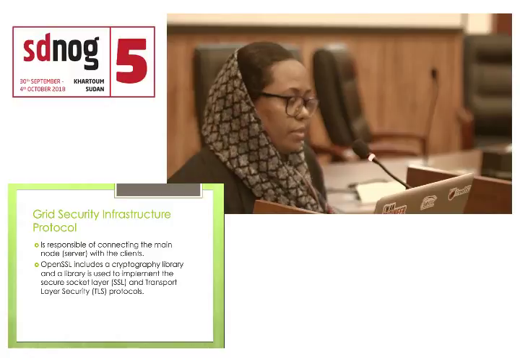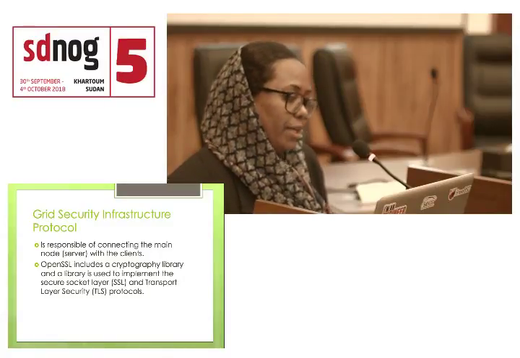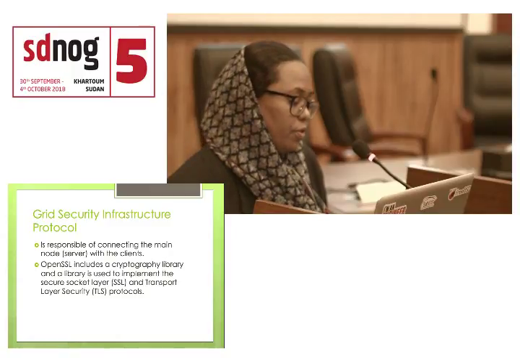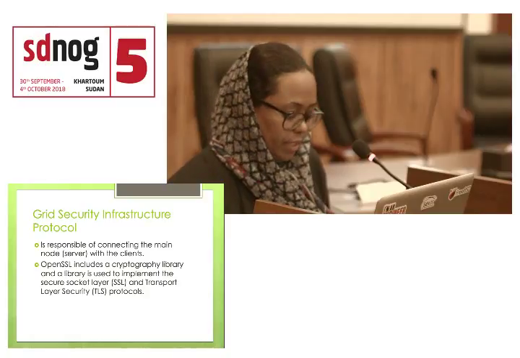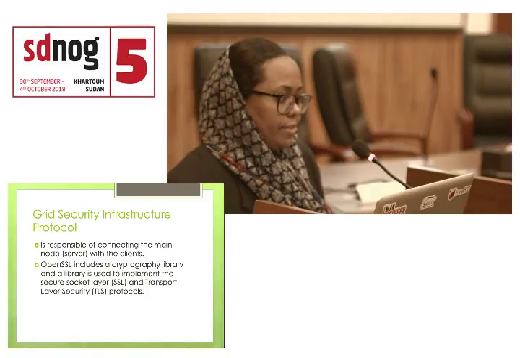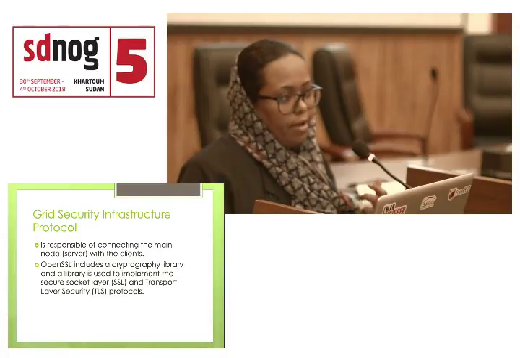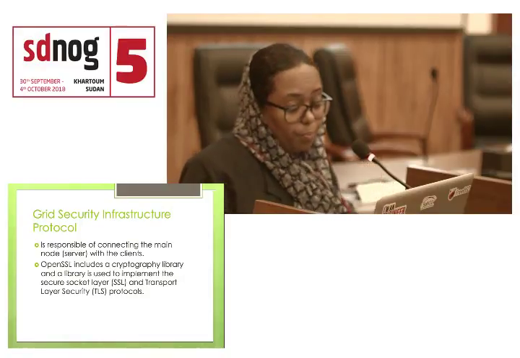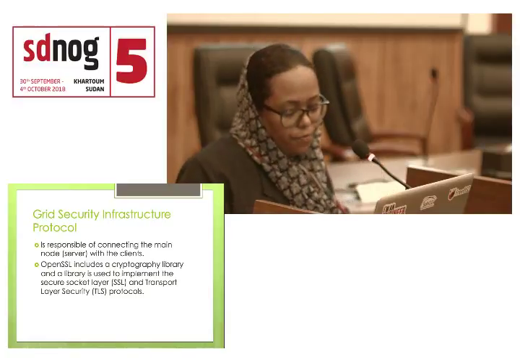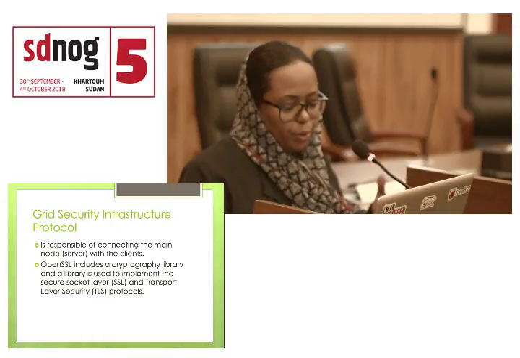How is the grid system built? It consists of the main server connecting to the clients. The main server has a public key, and the clients connecting to the main server have a private key which is signed by the main server. So it is building a network composed of a reliable relation between the main server and the clients.